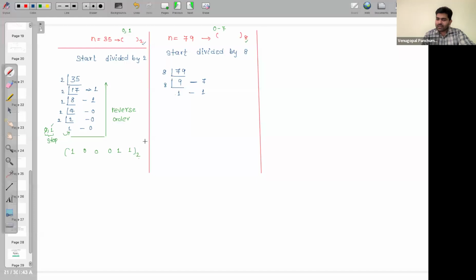Now, do I need to repeat further? No, not required. So when to stop? When you get any value between 0 to 7, then you can stop. Ideally you won't be getting 0, but you can stop. Now, what is the final answer? Write this in the reverse order. So when you write this in the reverse order, you get 1, 1, 7. And this is in which base? This is very important. Mentioning the base is very important.